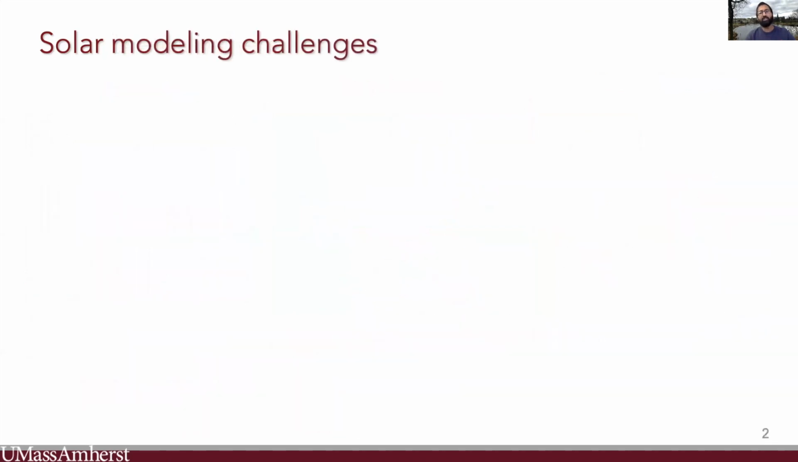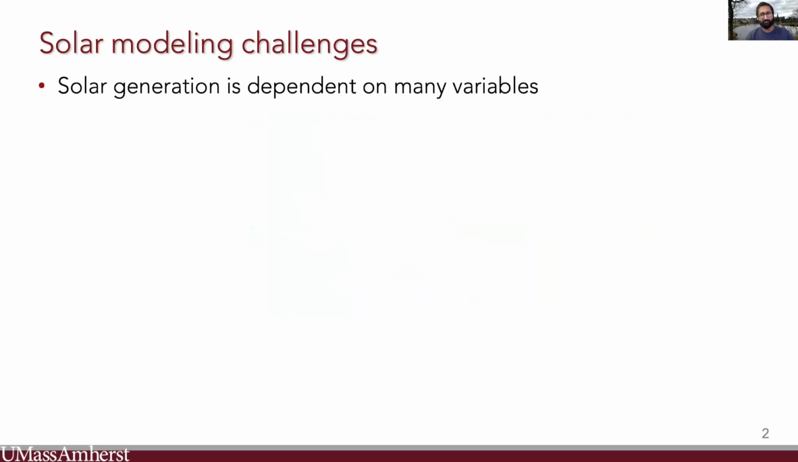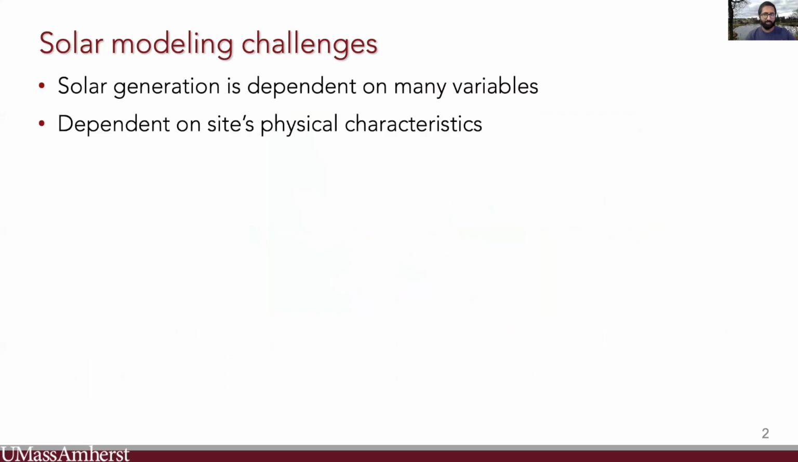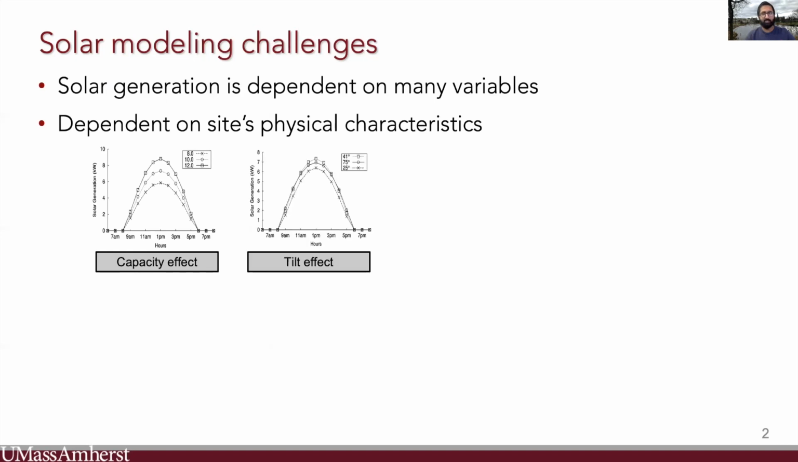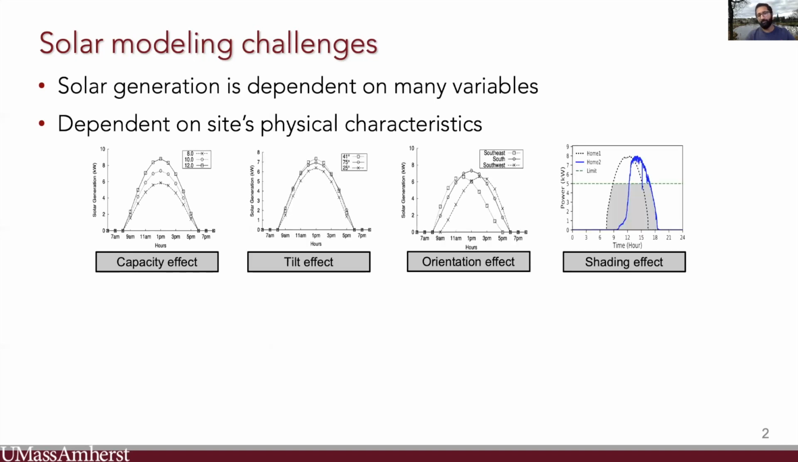The question then becomes: why does accurate solar modeling remain an elusive task even today? The key problem is that solar performance modeling is a complex task, as solar generation depends on many variables. Some of them are site-specific physical properties such as capacity, tilt, orientation, and shading. All of these properties significantly impact the solar generation, as you can see in these graphs.